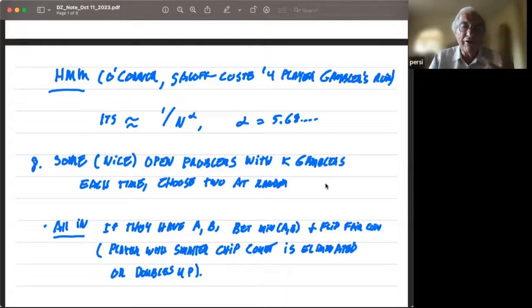So here's one variant, and we called it all in. All of the variants start the same: pick two players at random. If they have A and B, you make a bet of a large amount, the minimum of A and B, the biggest possible bet you can, and then you flip a fair coin, and if it comes up heads, one player gets min(A,B) and the other loses min(A,B). So what that means is that the player with the smaller chip count is eliminated or doubles up, and then the game continues. That's a pretty natural version.